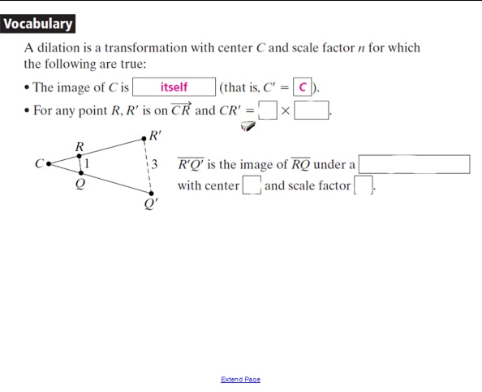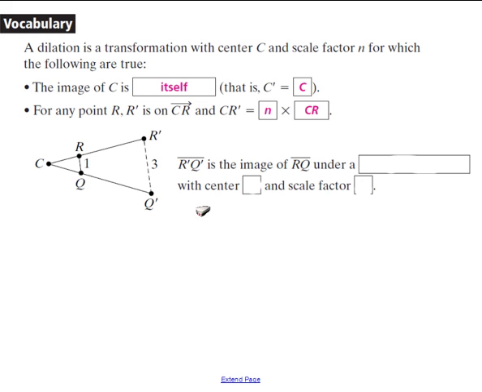And then you have a point R, which is the pre-image, and the image R is on the line CR, such that if you take the length that it was originally, CR, the original length from C to R, and multiply it by the scale factor n, that gives us this new length. So let's say this length here is 1, and we want to enlarge that by a factor of 4, then from C to the image of R is going to be equal to 4.